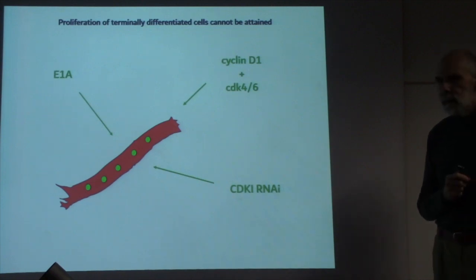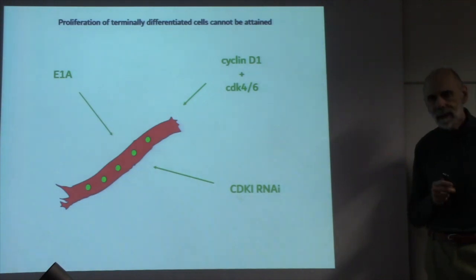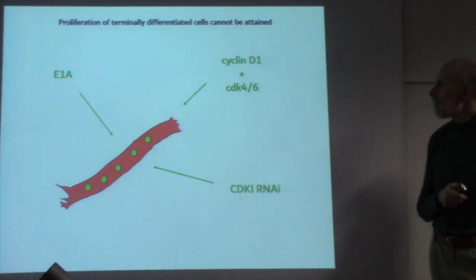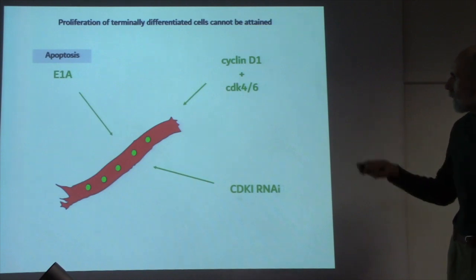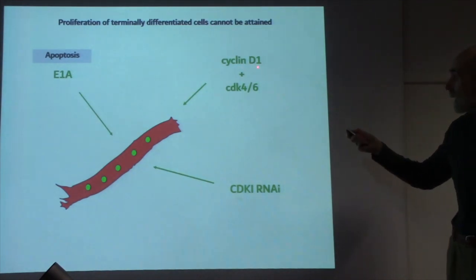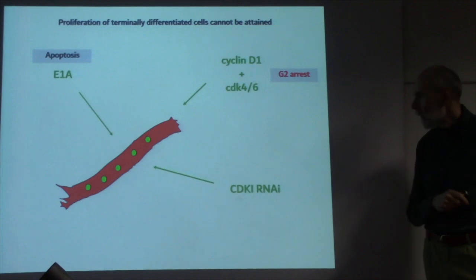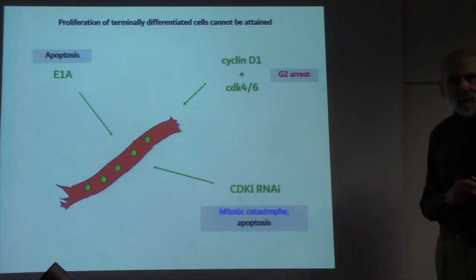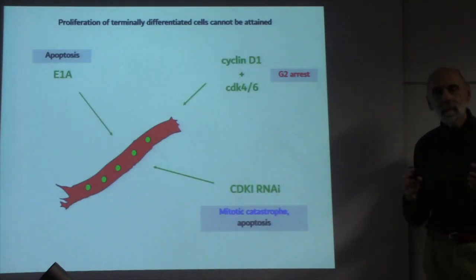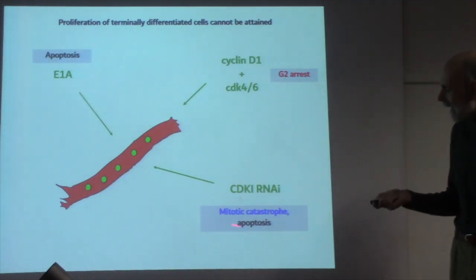Yet, the myotubes never really proliferate extensively. They do divide. They do increase in number for a short time and then they die off. If you use E1A, they die mostly by apoptosis. If you reactivate them by overexpressing cyclin E1 and CDK4, they usually arrest in G2, the first G2 after DNA replication. If you suppress the inhibitors of the cell cycle, you get mitotic catastrophe, so-called, which is an extreme breakage of chromosomes, missegregation, micronucleation, so a catastrophe, really, and apoptosis.